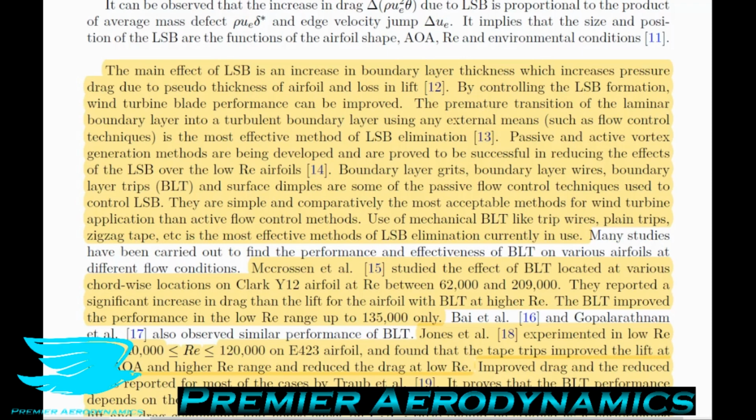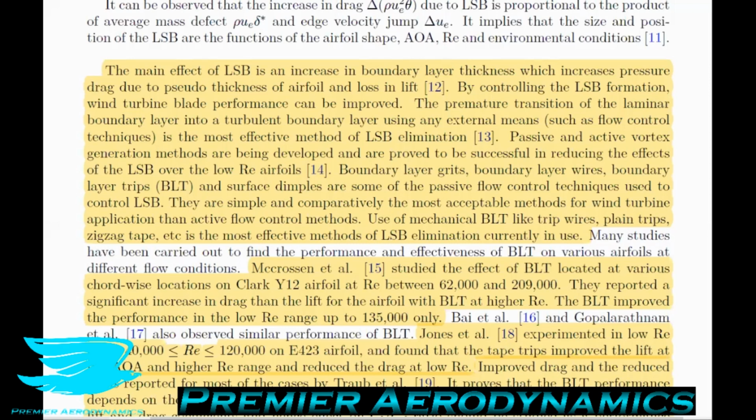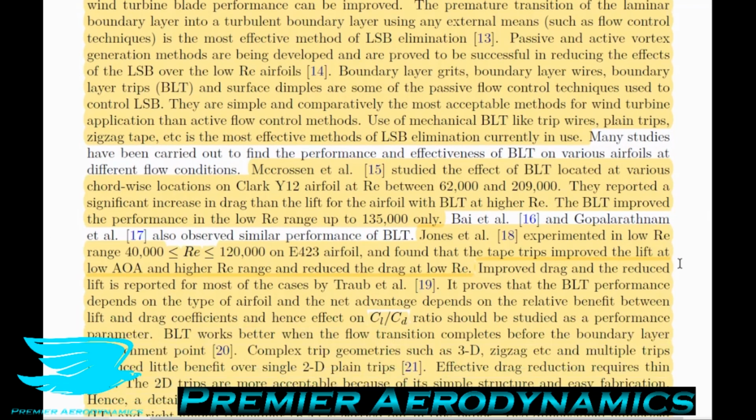So, trip wires, plane trips, and zigzag tape. Zigzag tape is one of the most common ways of tripping a boundary layer. It's just as you'd think, it is a zigzag tape. So you just have a tape that zigzags along, and the flow comes straight onto it, and you get not only trips but sometimes again vortices coming off of that, which help to turbulate the flow.